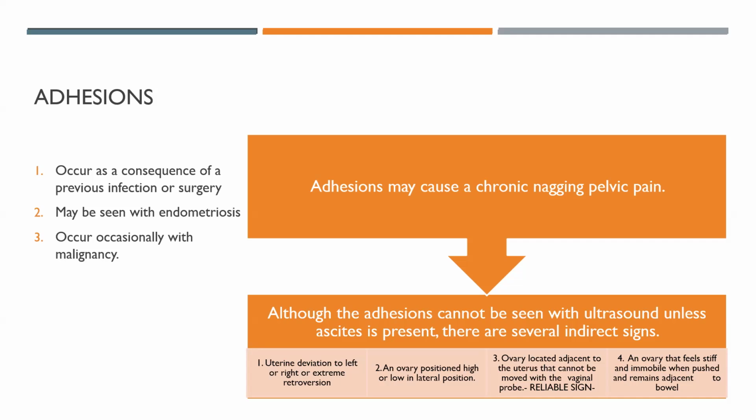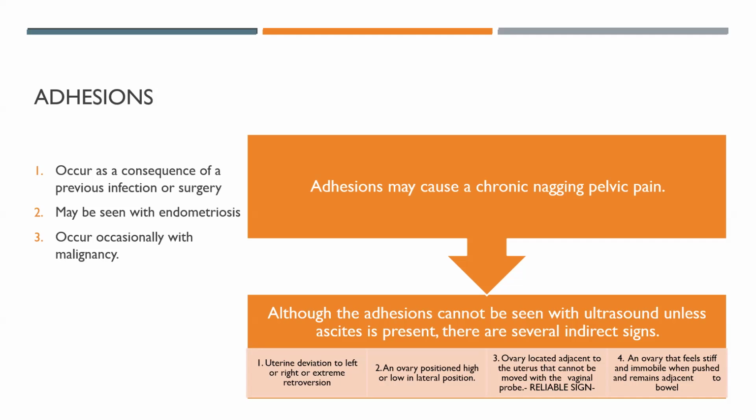If the ovary is positioned high or low in a lateral position that appears immovable, that could be another indirect sign that we can see. This is the most reliable one, I think: the ovary is located adjacent to the uterus and cannot be moved with a vaginal probe.